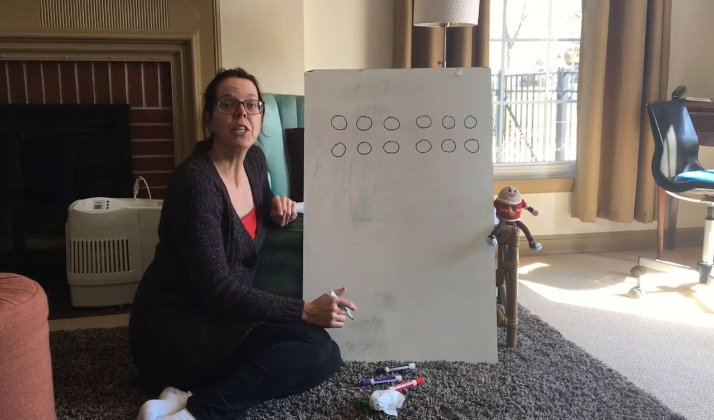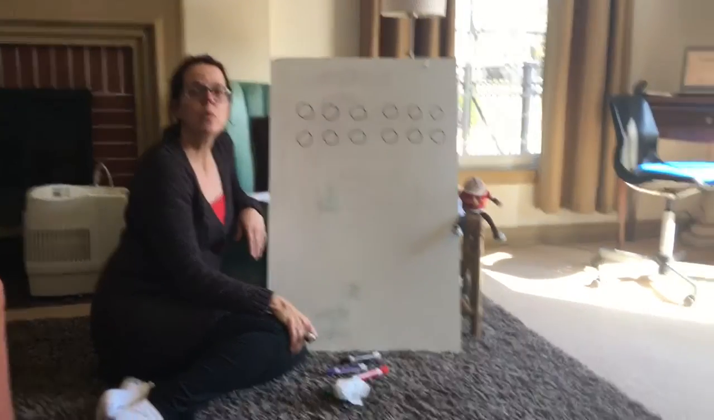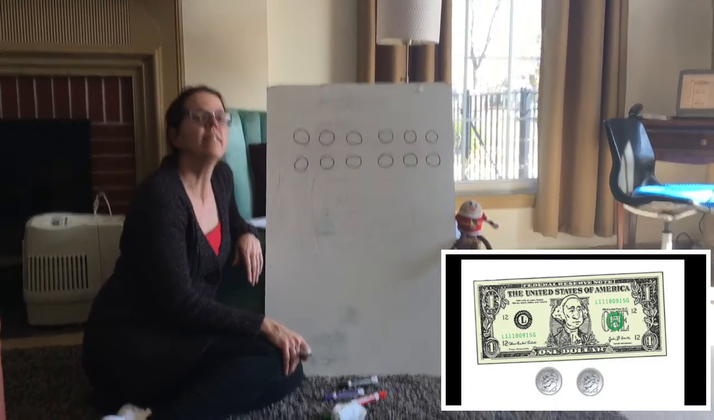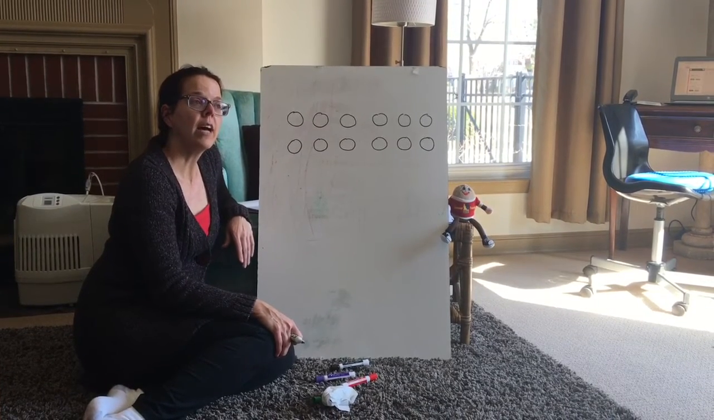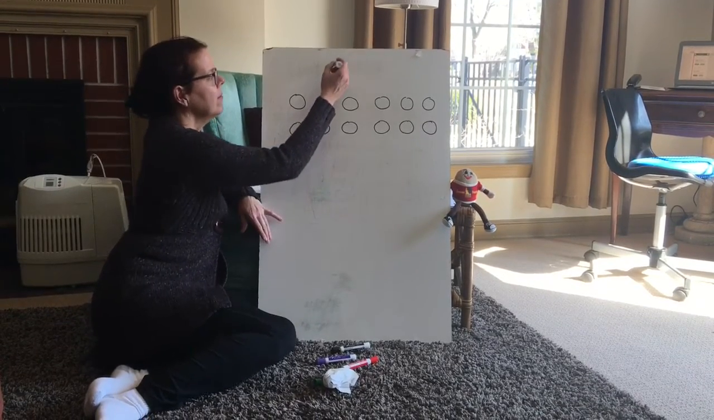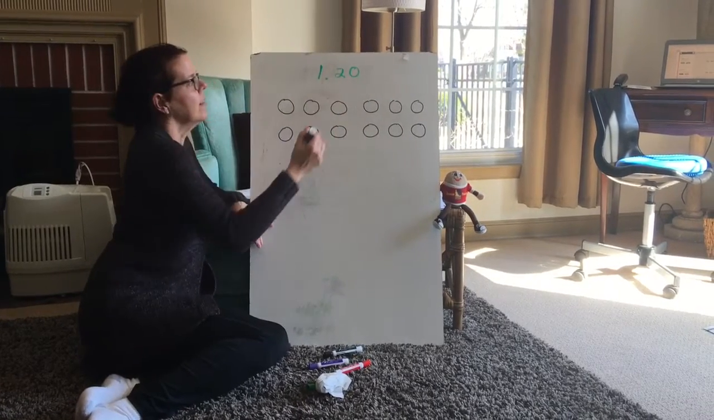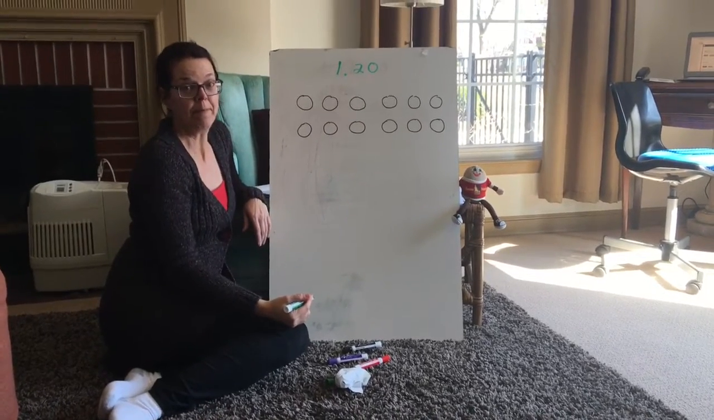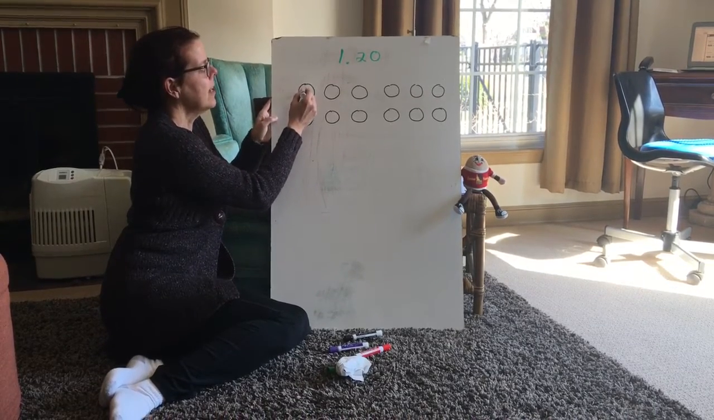So let me ask you a question. If these were coins, what kind of coins would they have to be if I wanted them to equal $1.20? Would they be quarters, or dimes, or nickels, or pennies? Well, let's think about it. $1.20. That's 120 hundredths, right? So you probably guessed these would have to be dimes.